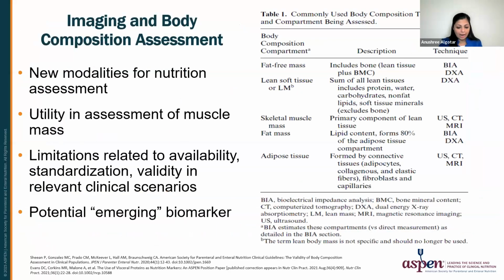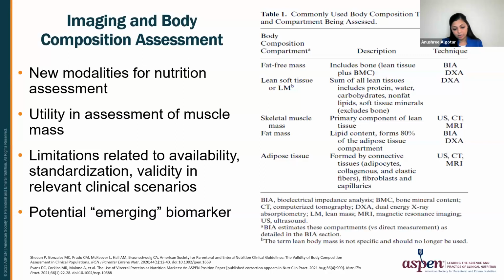What next if not labs? Imaging and body composition assessment tools and techniques are being studied extensively and have emerged as newer ways of nutrition assessment. These include bioelectrical impedance techniques, which help measure fat and fat-free mass, and DEXA scans that help measure fat-free mass, lean mass, as well as fat mass. Ultrasound, CT scan, and MRI techniques can assist with measurement of skeletal muscle mass and adipose tissue.